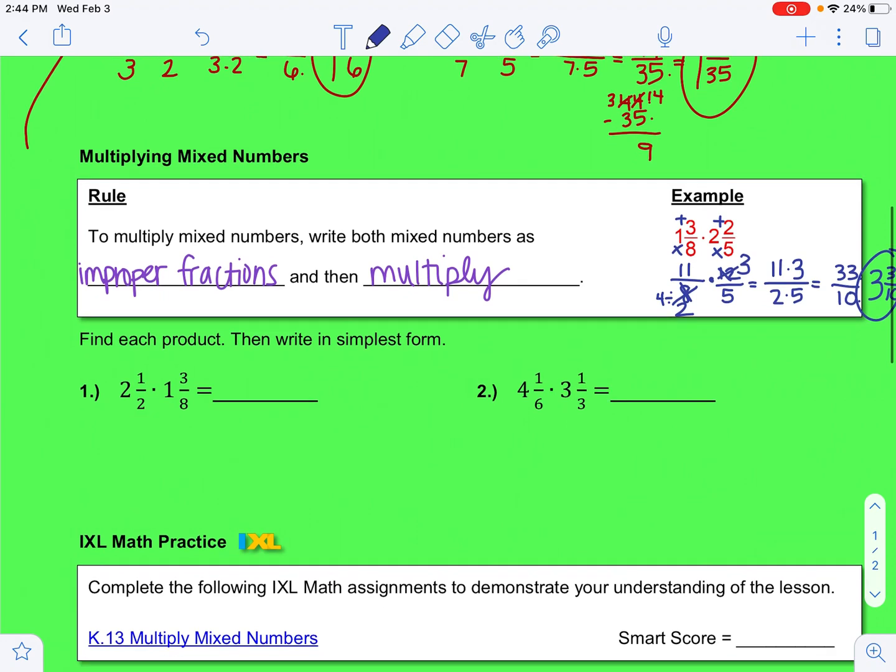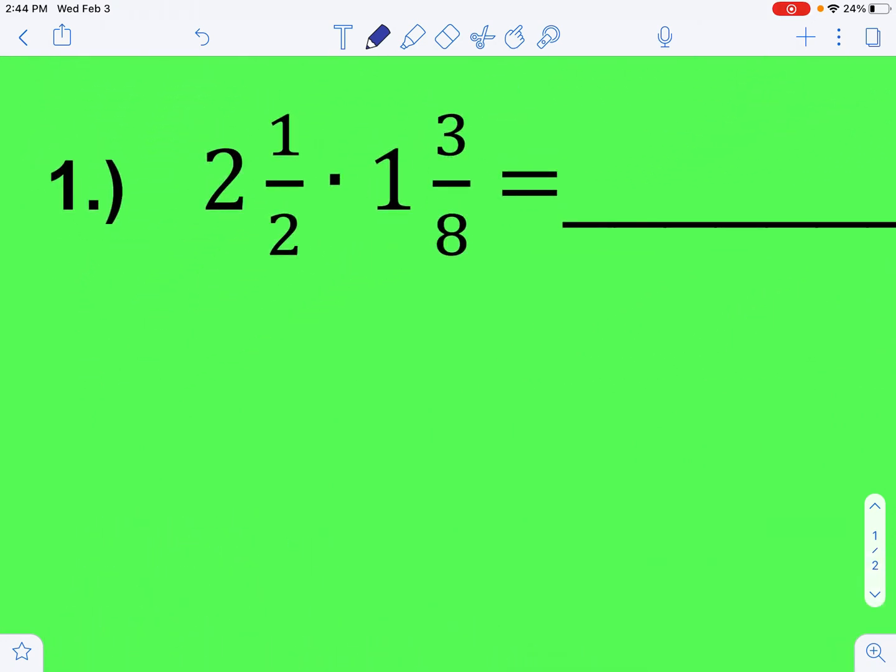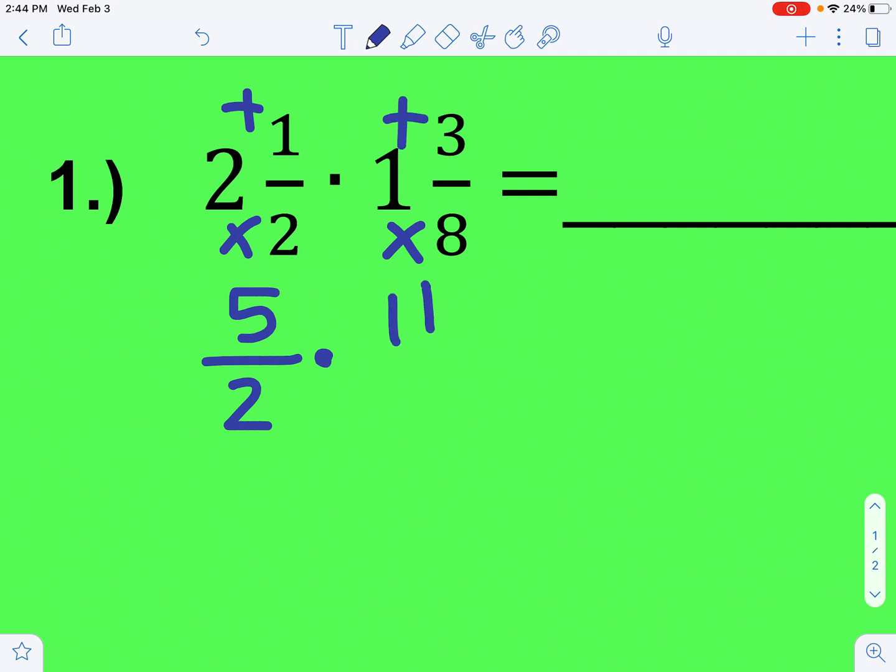Awesome, let's look at 2 examples and then we're done for the day. So we need to multiply 2 1/2 times 1 3/8. Remember, we don't need common denominators. We need these to be mixed or improper fractions. Sorry, I'm stumbling over my words today. So we need to multiply 2 times 2, which is 4, and then add 1, which is 5, all over 2. Times 1 times 8 is 8, plus 3 is 11 over 8.